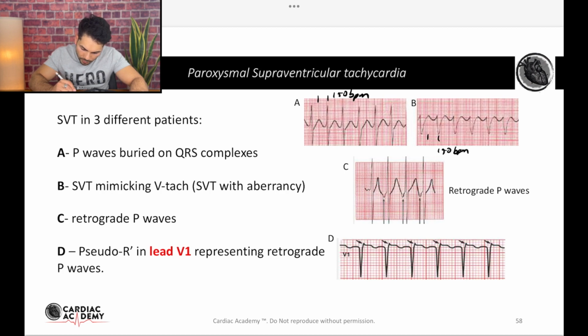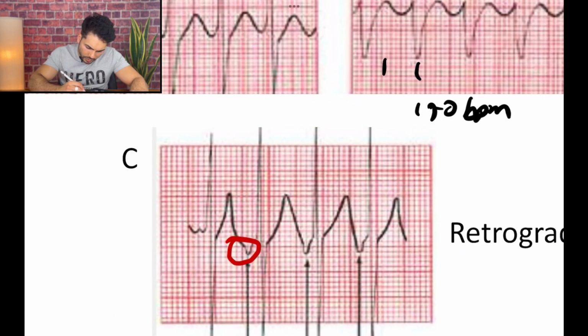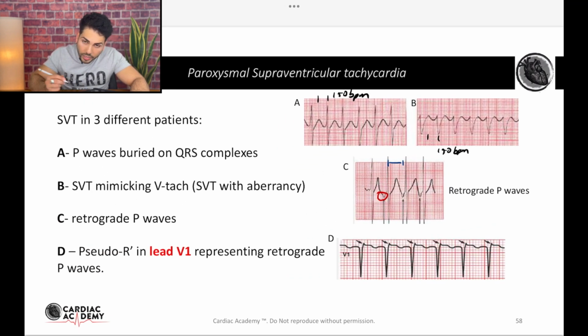In example C, we can see some retrograde P waves. We can see them here. And we can actually measure the RP interval. So here we see the R wave, and then we see the P wave right here. So clearly, this RP interval measures more than 70 milliseconds. So in this case, this is AVRT.